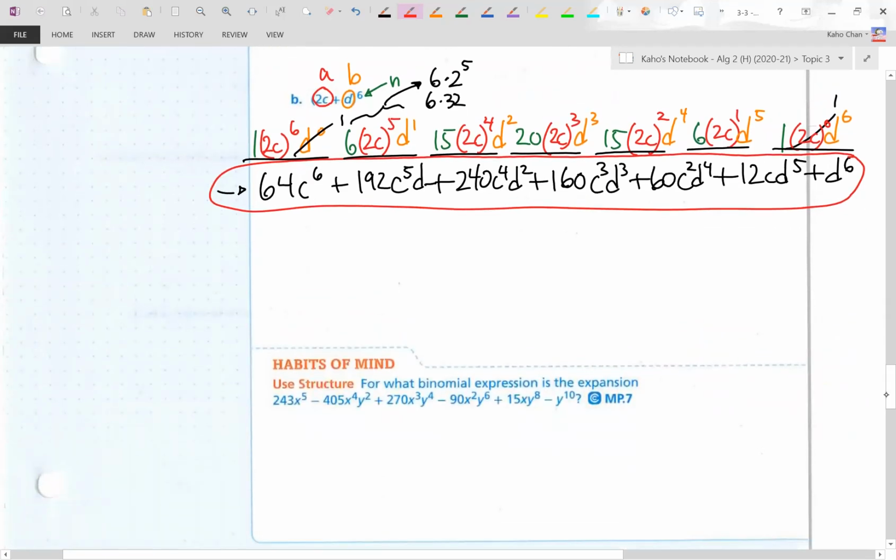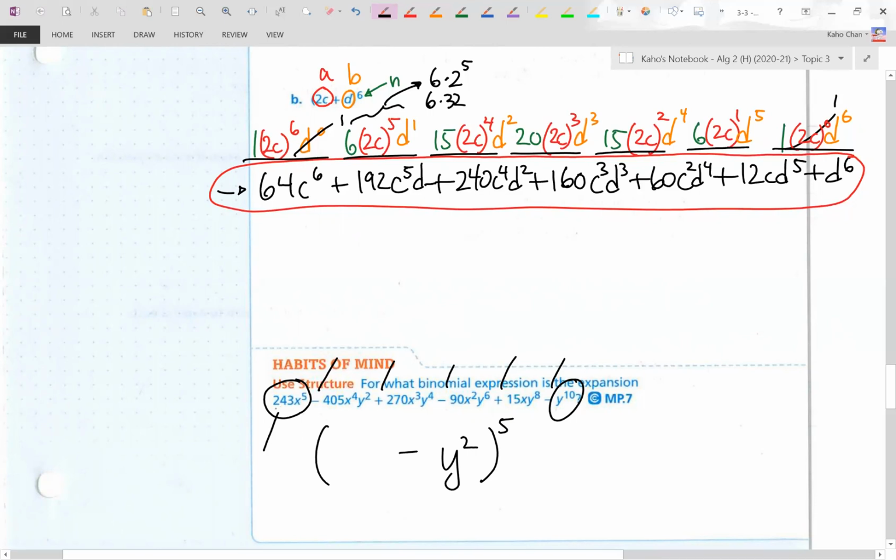Habits of mind. For what binomial expansion is this particular thing? Now, this is interesting. Take a look at the first term. 243x to the 5th. So you know your expansion will be something to the 5th power. And you notice that there are minuses and pluses. So you know your second term will be minus. And at the end, y to the 10th can be brought to the 5th if you do y to the 2nd power. You see that? Y squared to the 5th, you multiply as y to the 10th power.